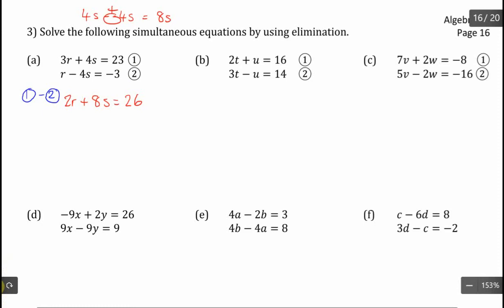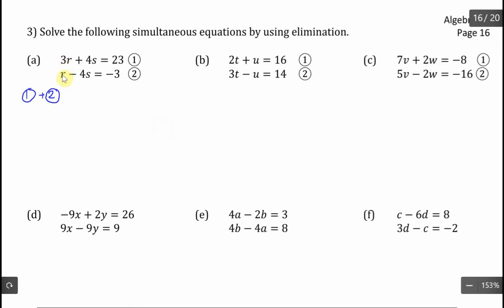So what else could we have done? Okay, well, how do you eliminate a variable when they are the same, but one's positive and one's negative? Well, try adding them together. Let's see what happens here.